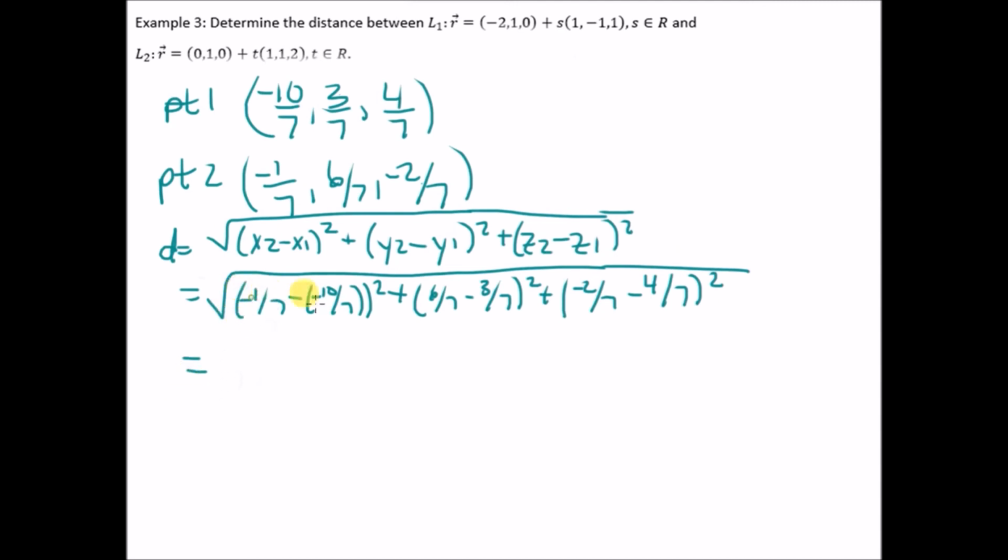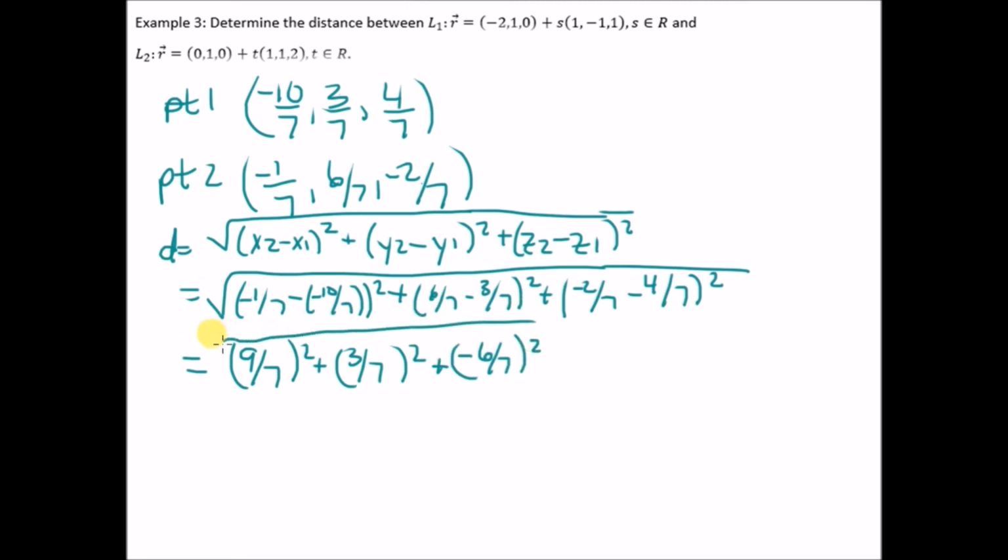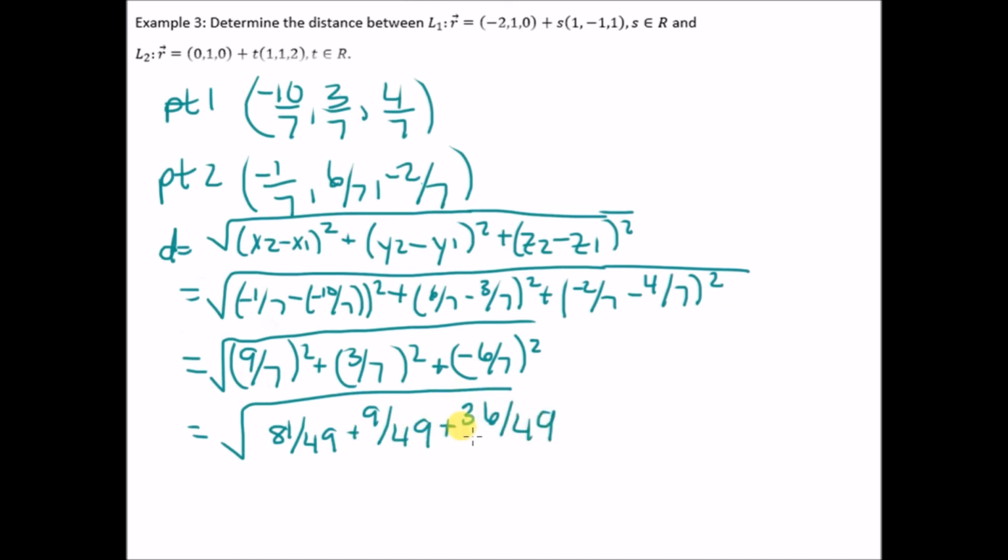Okay, so then what do we get? Negative 1 plus 10, I get 9 over 7 squared, plus 3 over 7 squared, plus negative 6 over 7 squared. So all of the denominators here are going to be 49. Okay, so I get 81 over 49 plus 9 over 49 plus 36 over 49. And if I add those numerators together, I get 126 over 49.